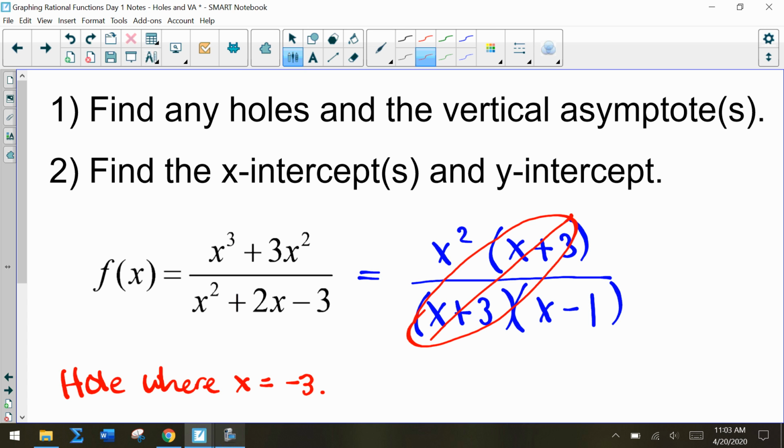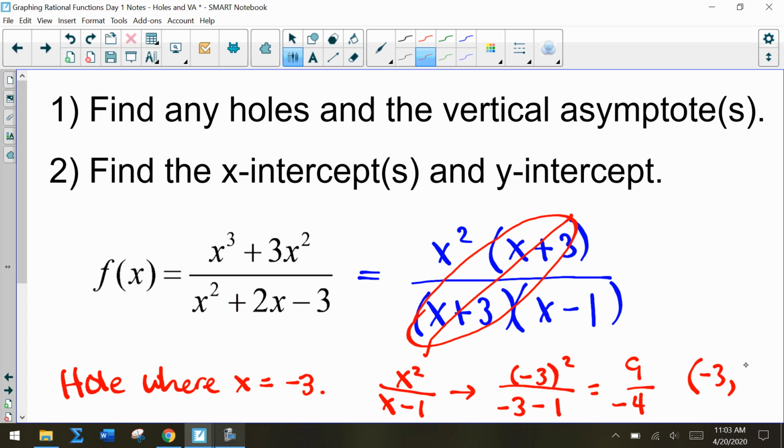So once we reduce that hole, we can now find the coordinate point. Our new function is x squared over x minus 1. When we plug in -3 for x, we get 9 over -4. So we have a hole at -3, comma -9/4. Okay.